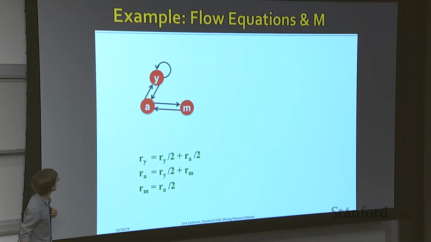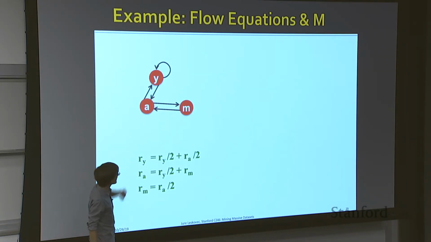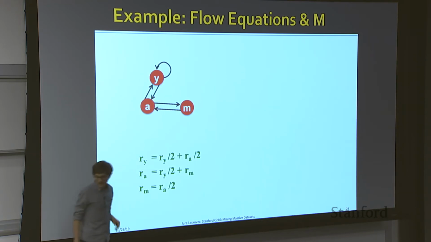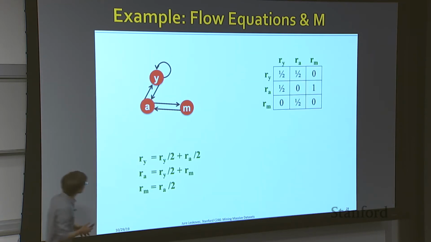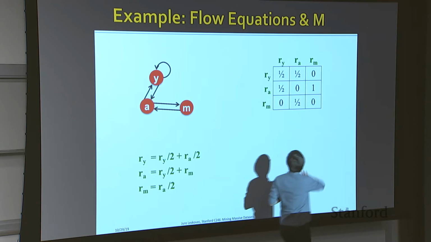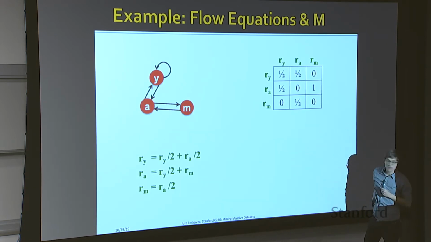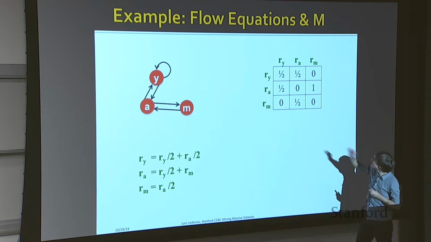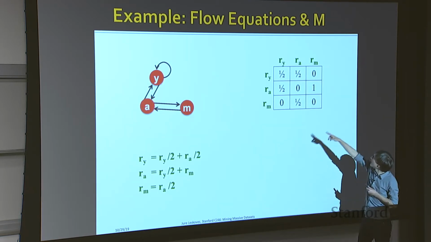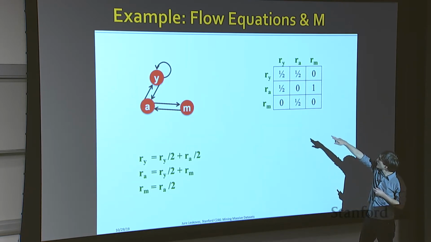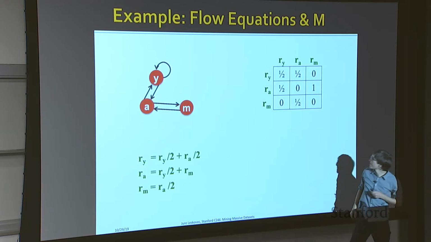So let me give you an example. Here's again the same graph that I had before. Here are my flow equations. And the way I could write this out is the following. Here is my matrix M. Notice that every column sums to 1, and that the entry ij is 1 over the out-degree of j, right?